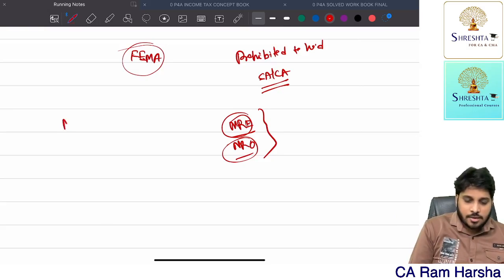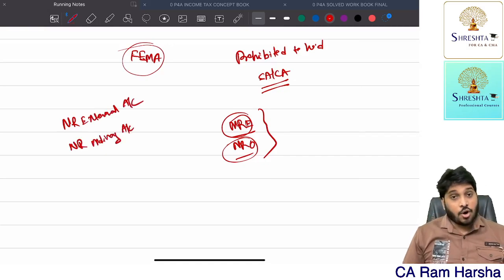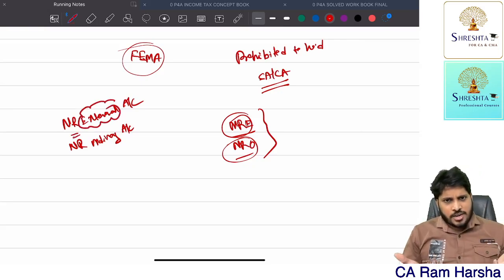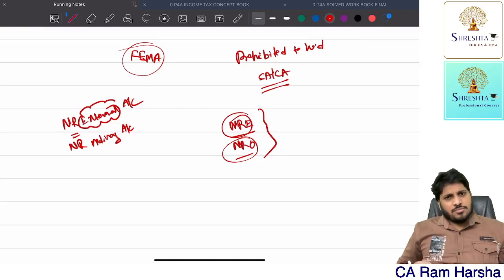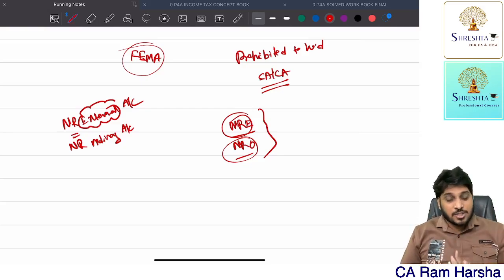What is NRE? NRE means non-resident external account. NRO means non-resident ordinary account. In a non-resident external account, you are a non-resident opening a bank account in India. So it's a non-resident related bank account. Now, which account is this? It's an external account. External means what?